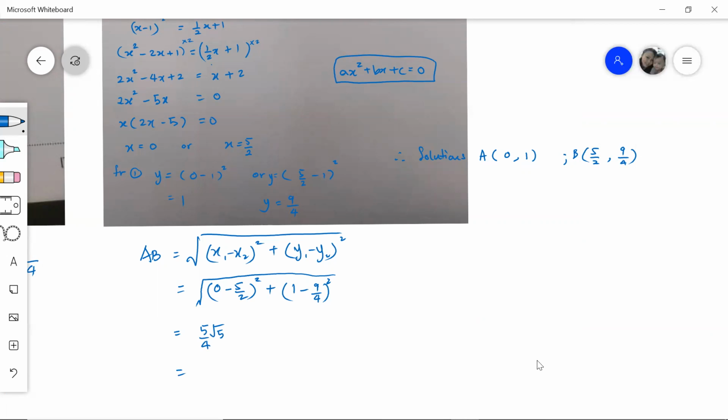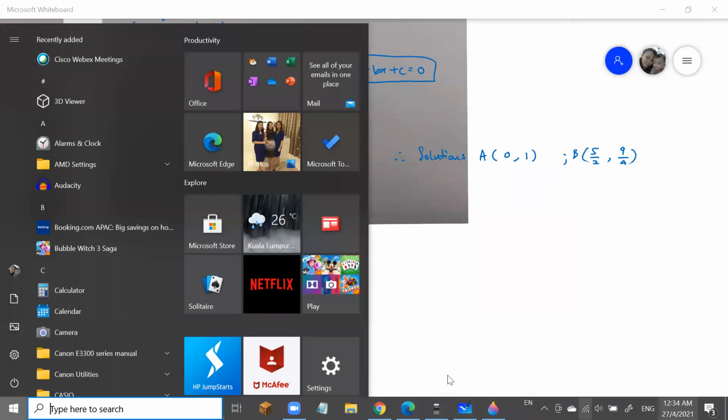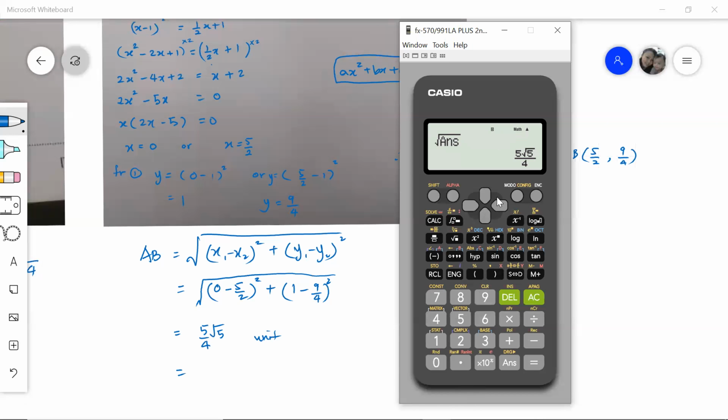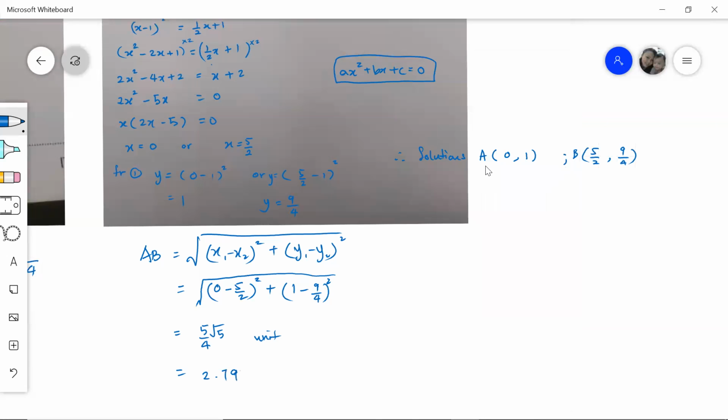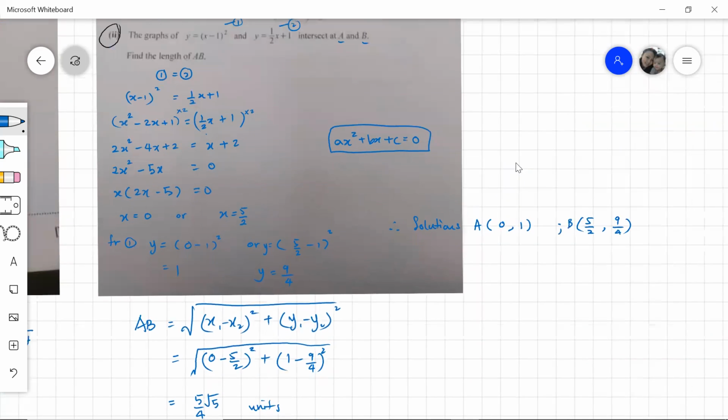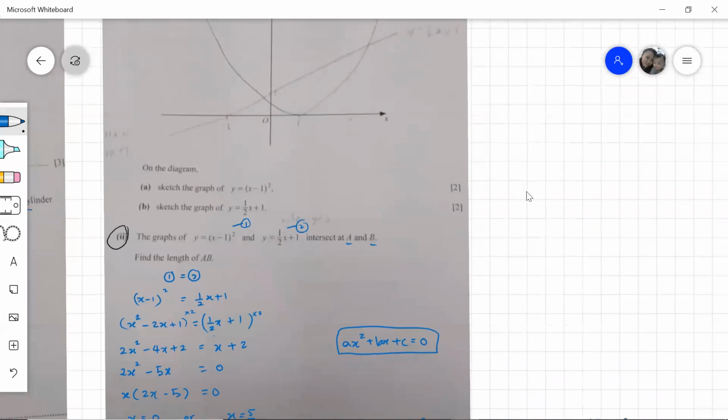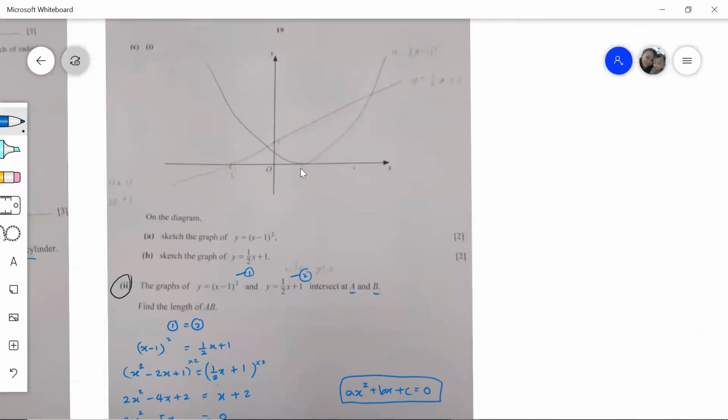That's it. We change it to decimal number, 2.795. 2.795 units. That's it. Okay, this is how we find the distance between 2 points. First, we've got to find the coordinates.